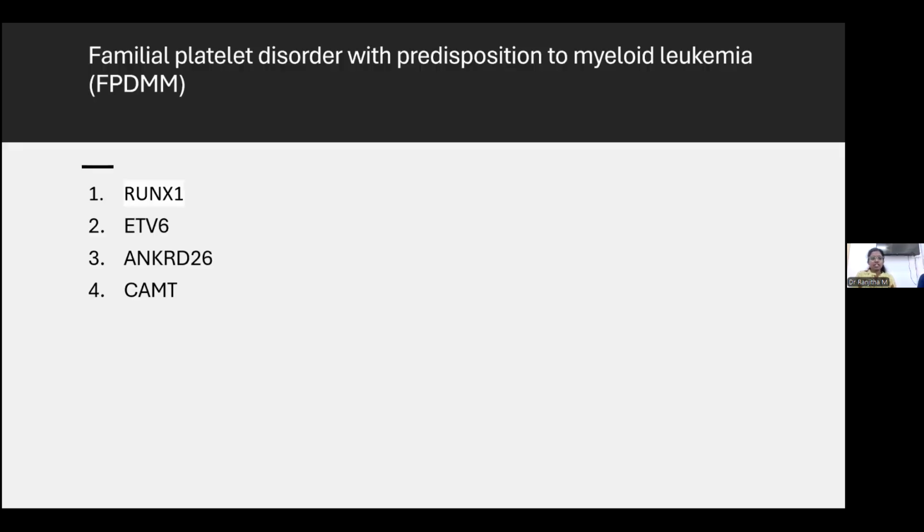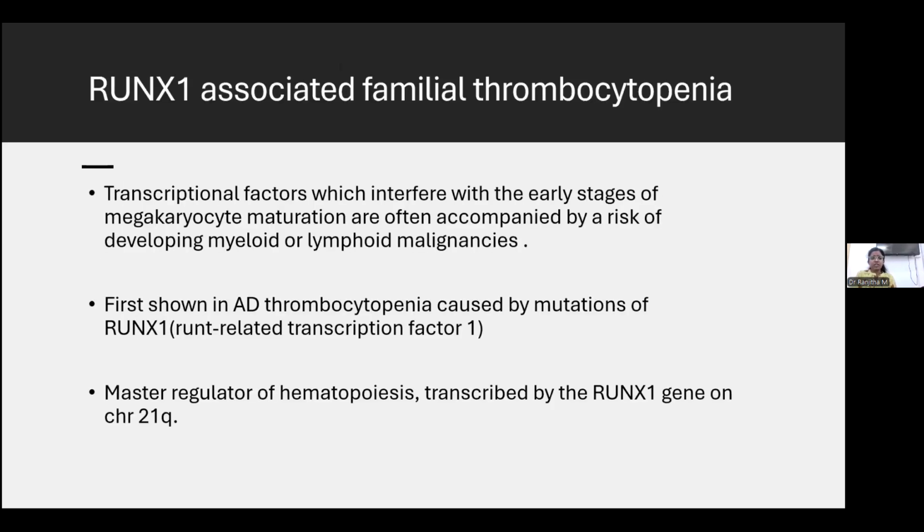So moving on to the next topic, familial platelet disorder with predisposition to myeloid leukemia. So what are the genes which are implicated under this? Firstly, RUNX1, which is our index case, ETV6, ANKRD26, and CEBPA. So, RUNX1-associated familial thrombocytopenia.